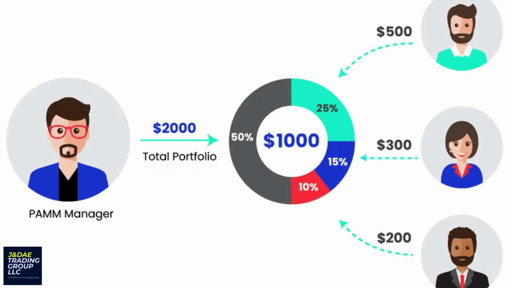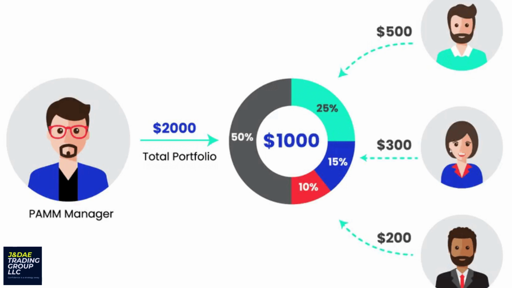Another pro of PAMM trading is the potential for diversification. By allocating funds to multiple traders, investors can spread their risk across different trading strategies and markets. This can help mitigate losses in case one trader underperforms.